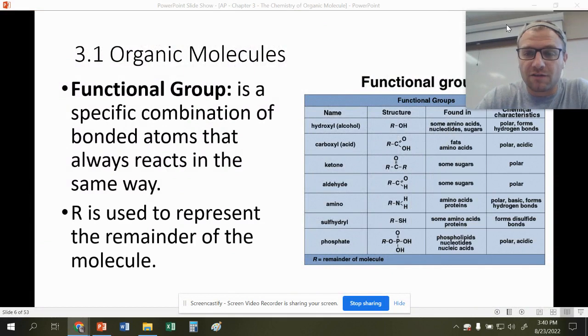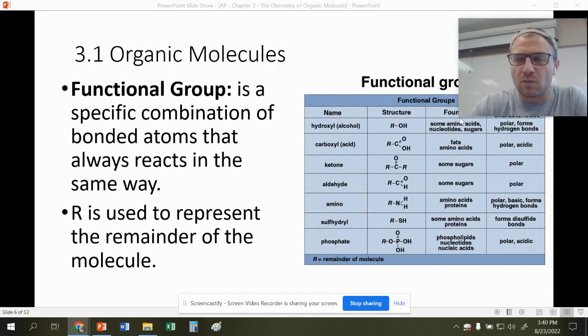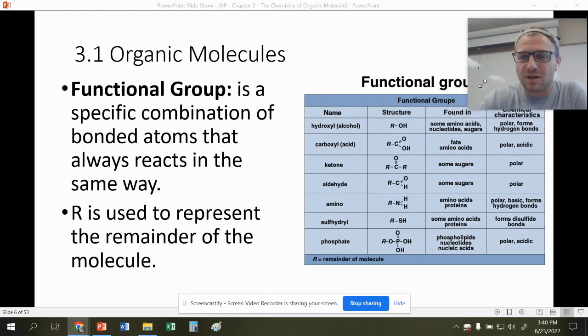This is a tough portion because there are just so many functional groups, but the great thing about this class is you don't have to memorize these. You should probably know what a hydroxyl group is. It's an OH group, because we talked about those in the last chapter. And that's pretty much it.